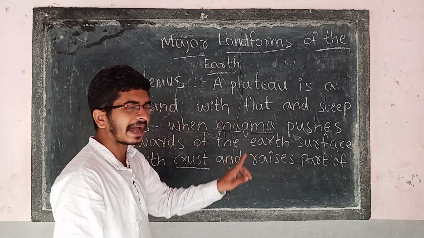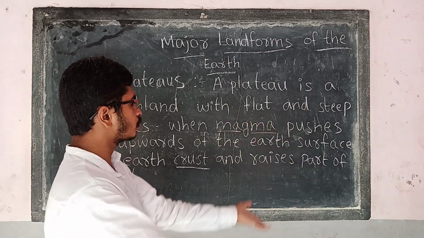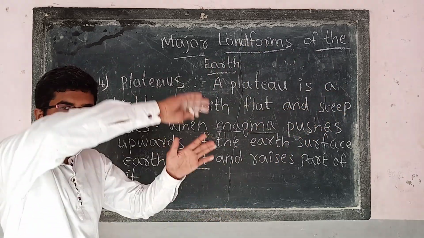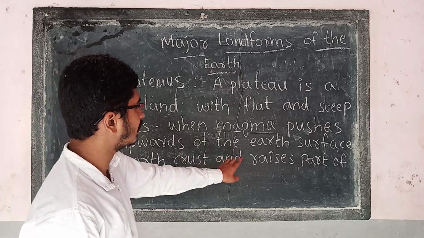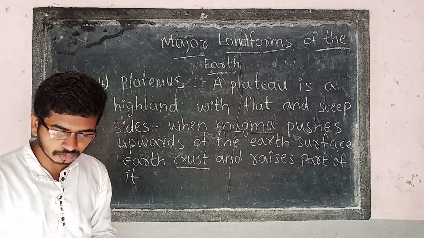So this magma pushes towards upside up to some extent, and that magma will come upside, and it will form a raised part, and it will form like a plateau. Now see the picture.